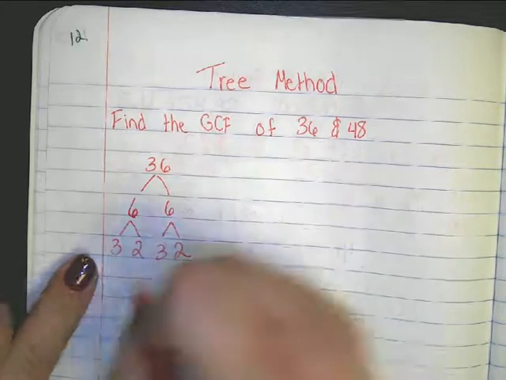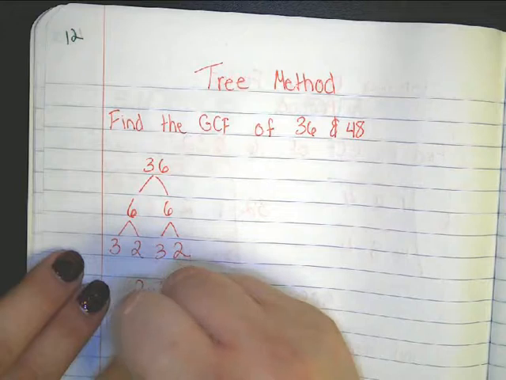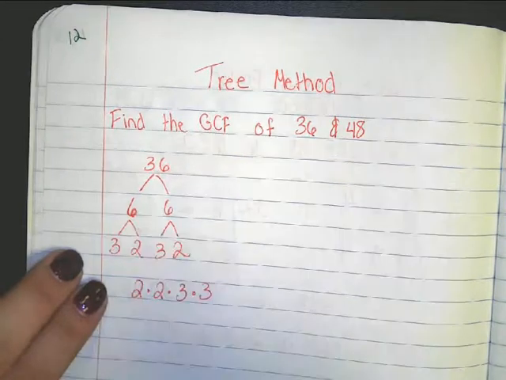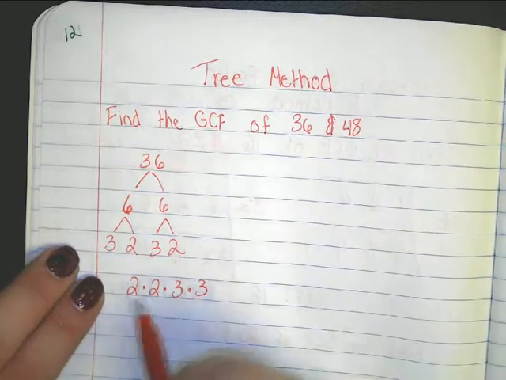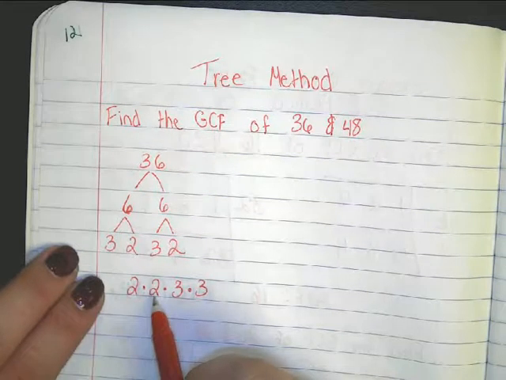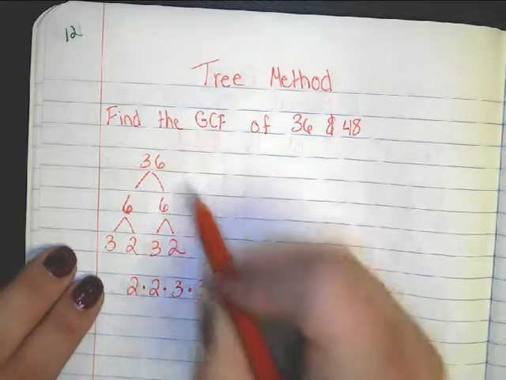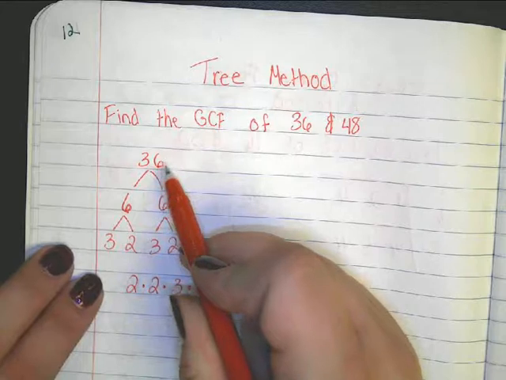So I'm going to write 2 times 2 times 3 times 3. I can check. 2 times 2 is 4. 4 times 3, 12. 12 times 3, 36, which is what I started with. Okay, so now we're going to do the same with 48.